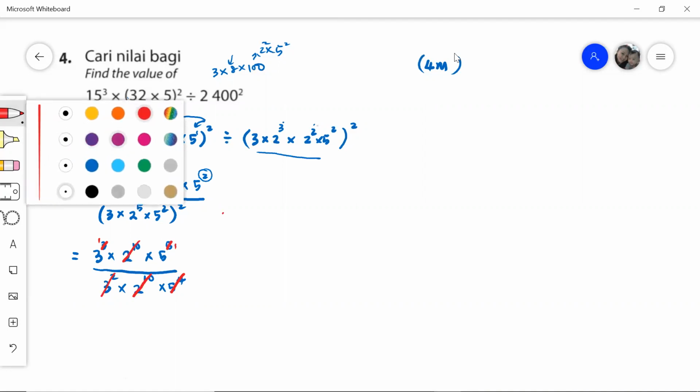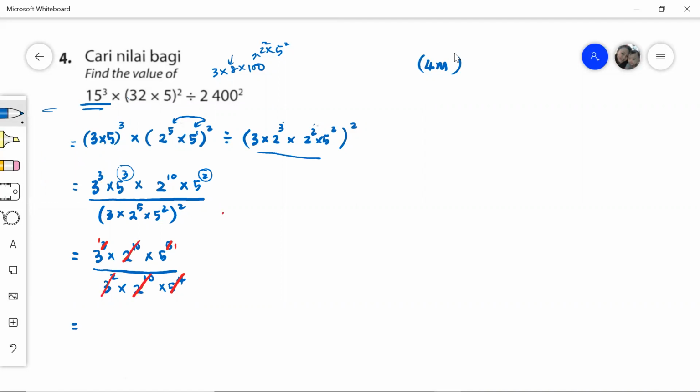So with that, we can find the answer. 3 to the power of 1 times 5 to the power of 1. Whatever is at the bottom has been simplified away. So what we have is 15. So this will be the answer.